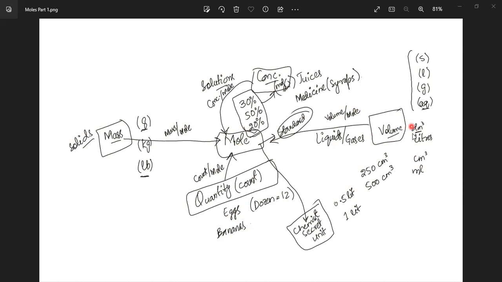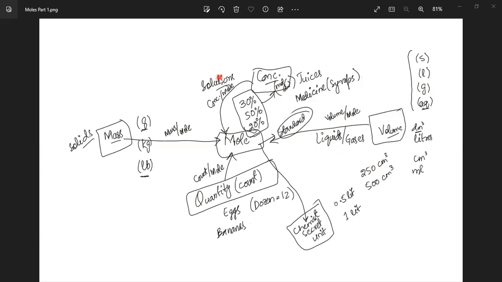As far as volume of liquids and gases is concerned, which we usually take in our daily life, we go with decimeter cubes or liters or centimeter cube or maybe milliliters. So the common fizzy drinks, Coke, Sprite, Fanta, you name it, they're all available in the form of 250 cubic centimeter or half a liter, 1 liter, 2 liter, maybe even bigger packings. So we take them in the form of volume. Volume can also be converted into moles.